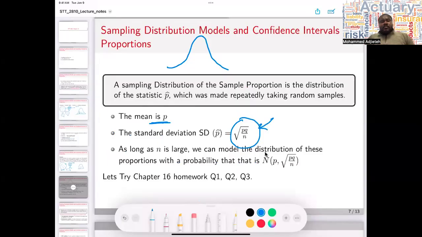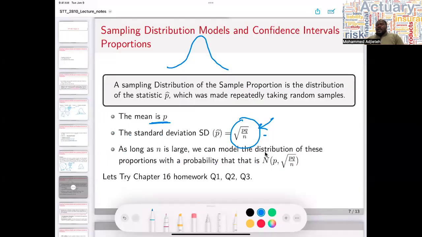Wait, with the mean being P, does that mean the mean is the same thing as the probability of success, or are those two separate things? So what it means is that if you draw the sample many times and then you average all of them, you should get the true population proportion. Okay. So I want you to write, this is the standard deviation of the proportion, and the mean is given by this.